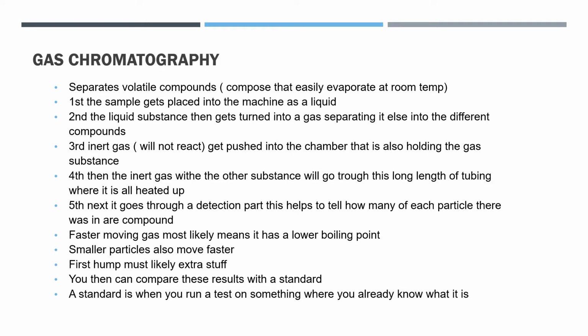Faster moving gases most likely means it has a lower boiling point. This means that I can tell the difference between two different materials, whether one of the materials is going extremely fast and the other one's going extremely slow. Smaller particles also move faster. The first hump that you'll see in the end result that you'll end up analyzing is normally just some extra stuff. It's those two bigger humps that you really want to focus on. Then a scientist will go through and read those results.